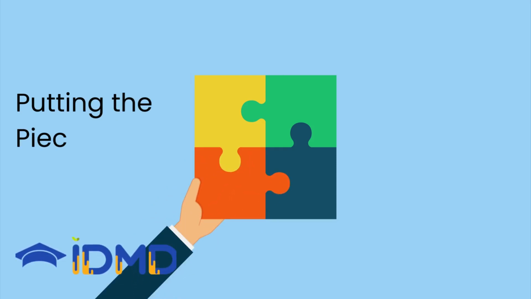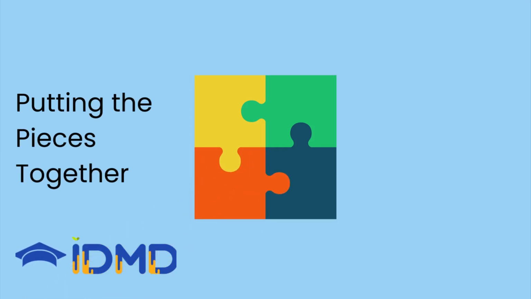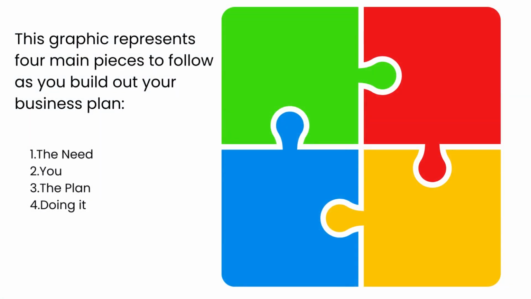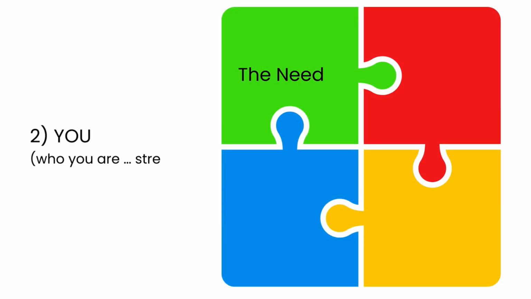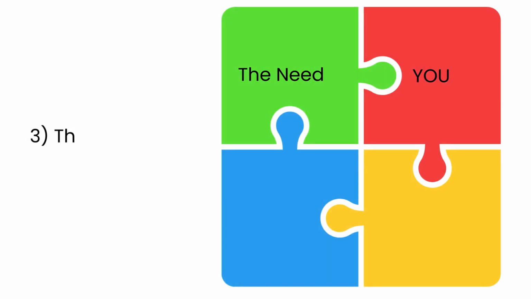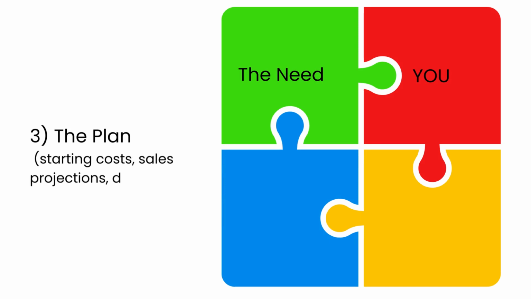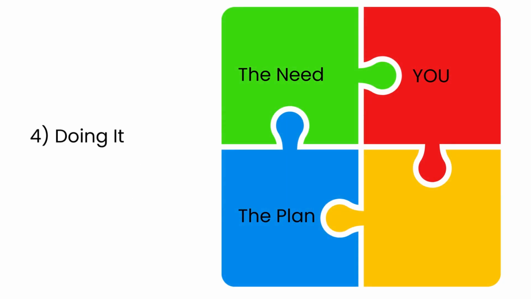Putting the pieces together. This puzzle graphic represents the 4 main pieces in the Start, Run and Grow Your Business format that are crucial to follow for a successful launch. They are 1. Determine the need. 2. You, as in who you are, your strengths, weaknesses, opportunities, etc. 3. The plan, such as starting costs, sales projections, dates, deadlines, steps to measure and determine timelines. And finally, 4. Making it happen, by taking those steps and implementing the plan.